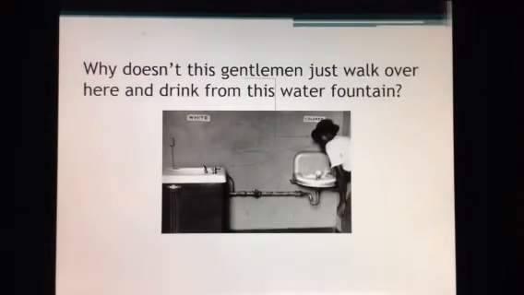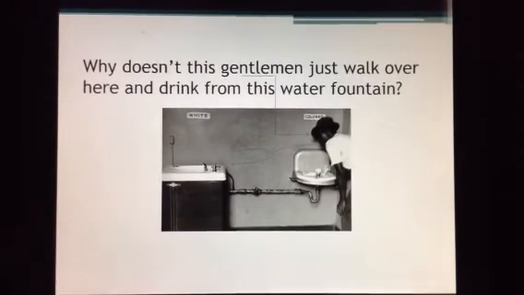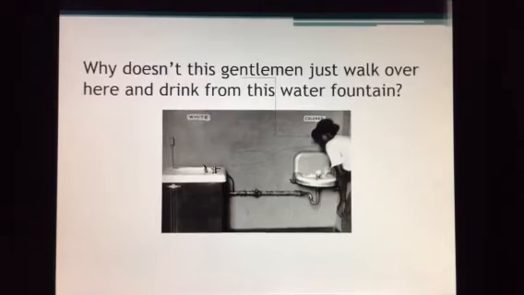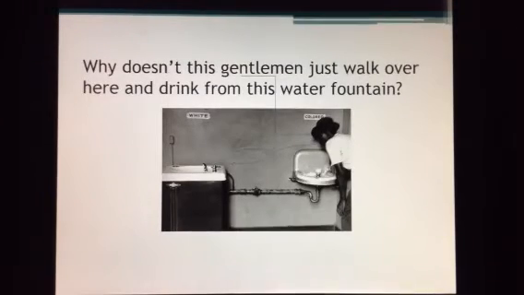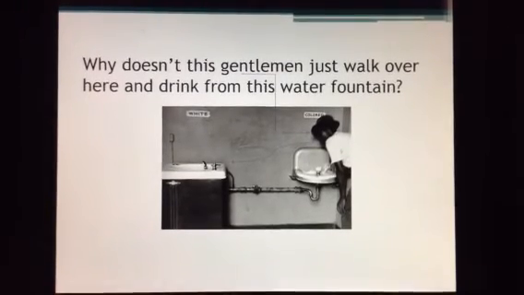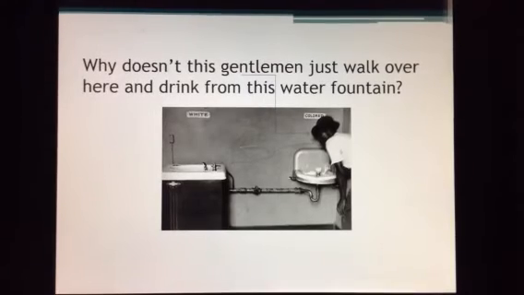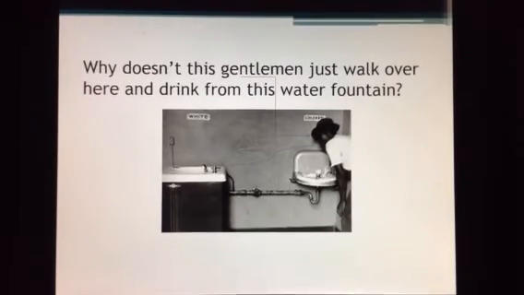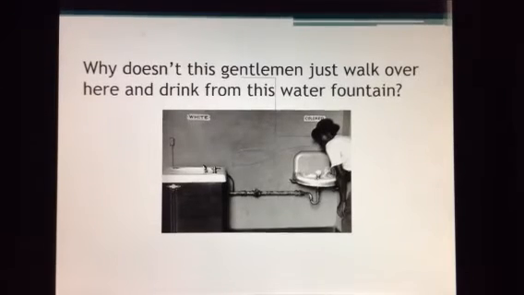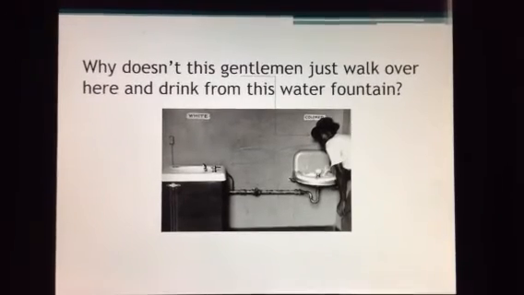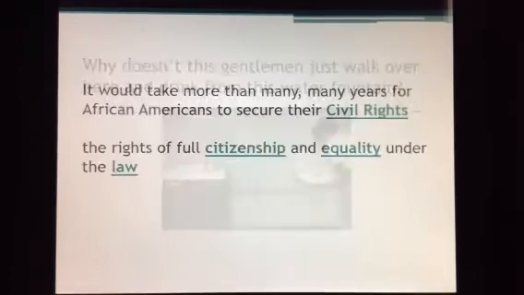Question: why doesn't this gentleman, drinking at the colored water fountain, just walk over to the white water fountain and drink from it? Notice oftentimes the facilities that are separate are not equal. Well, he could just walk over and drink from that water fountain, but then he would be arrested. It's against the law. That's the point.